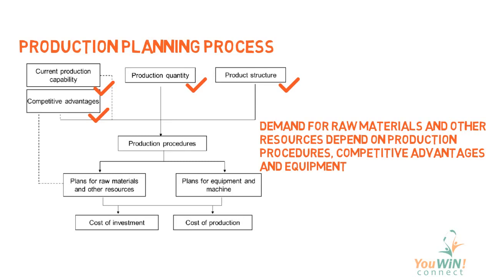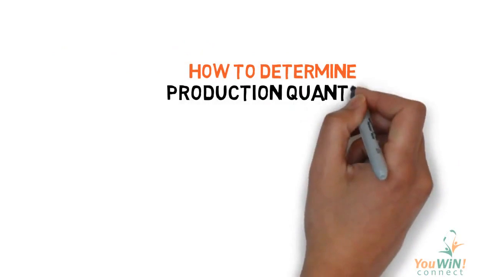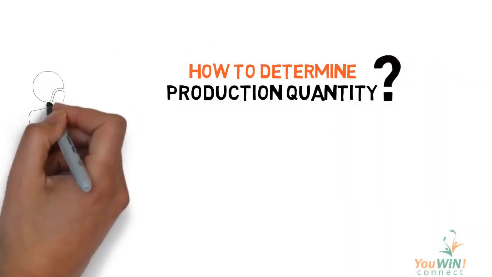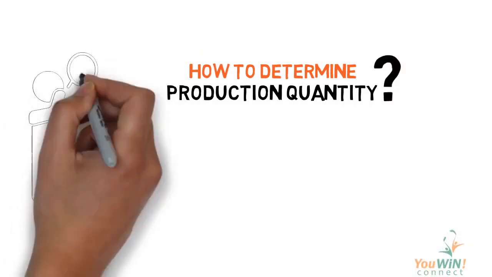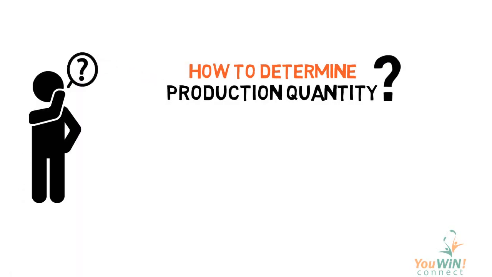The production plan's objective is to help us determine the investment and production expenses that we need, and these calculations are usually based on experience of the people who prepare the production plan. How do we determine production quantity? With different targets of production quantity, the decision for technology and capacity will be different, and this will result in different production procedures and the demand on equipment and machinery.